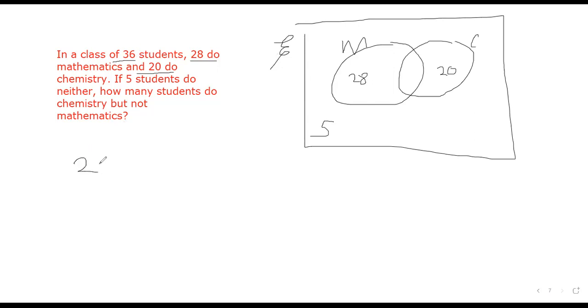So when we add 8 and 20 plus 5, what do we have in total here? 33. The total is 33. So how are we going to treat that?